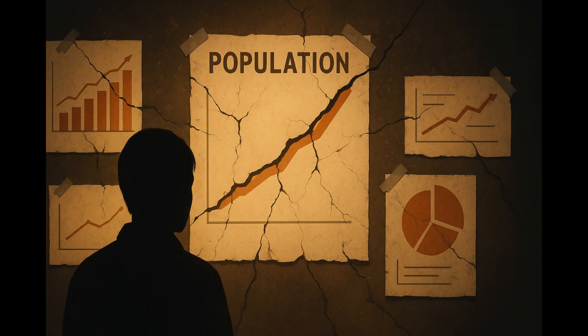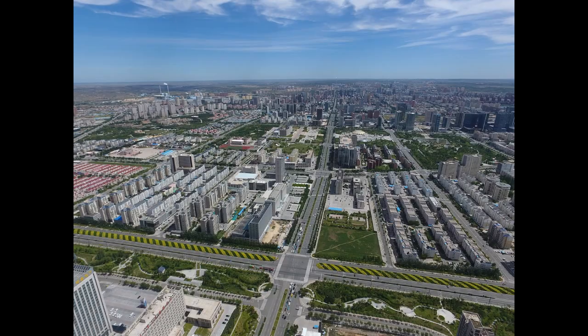The systems that report population numbers are based on paper, guesses, and projections. But the reality on the ground tells a different story. And more people are noticing the cracks. If the world is so crowded, why are so many places so empty?